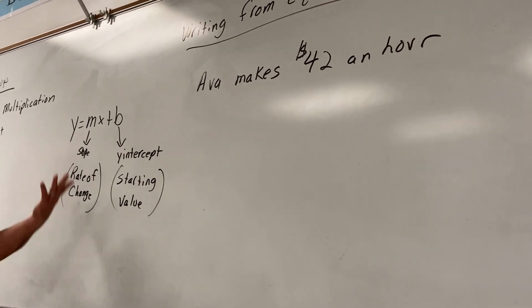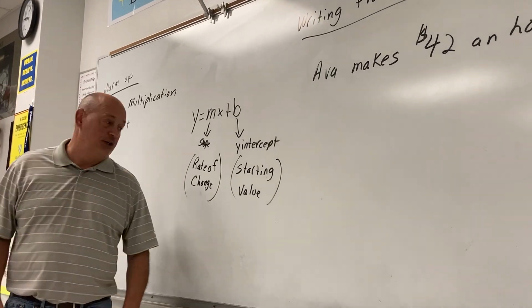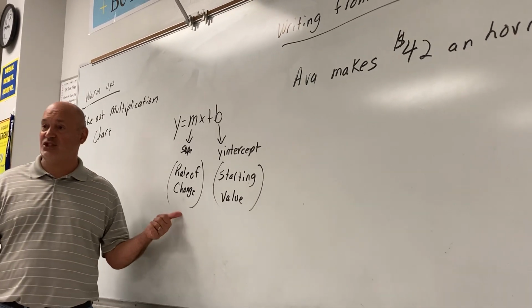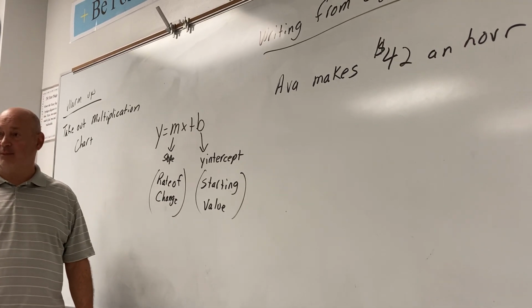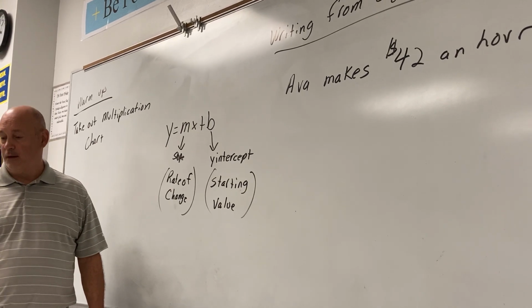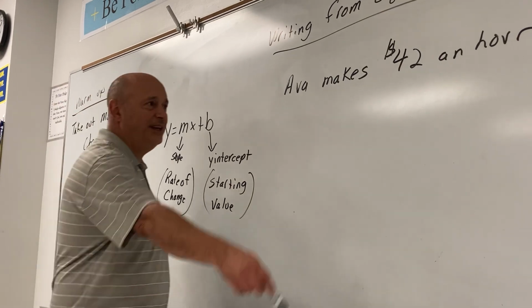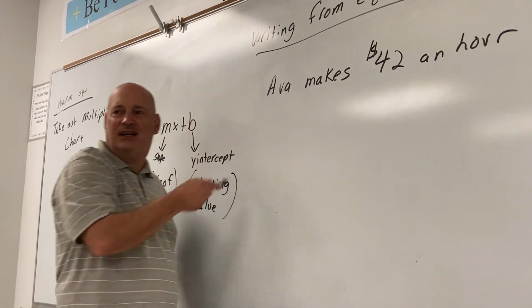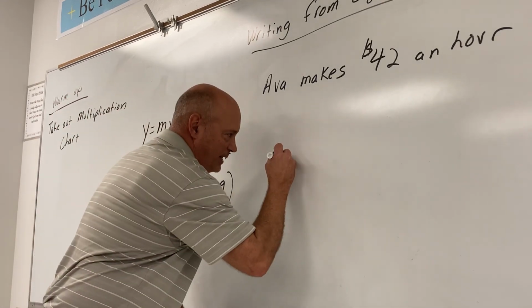All right, let's write an equation for Ava making $42 an hour. What is her rate of change? How much is it changing by? 42. When they only give you one number, it's got to be the slope. So y equals 42x.